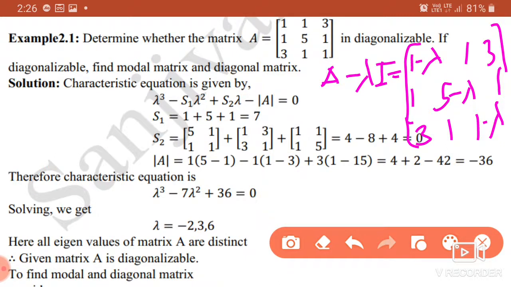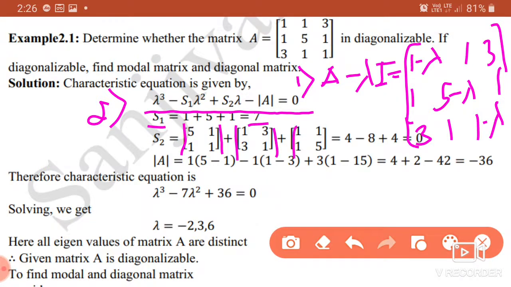After that we write its equation, which is lambda cubed minus S1 lambda squared plus S2 lambda minus determinant of A equal to 0. This is the usual procedure. First find A minus lambda I, second write down this equation, then find S1. S1 means the sum of diagonal elements, so 1 plus 5 plus 1 is equal to 7. S2 is the sum of minors of diagonal elements. Here this is a determinant, not a matrix.